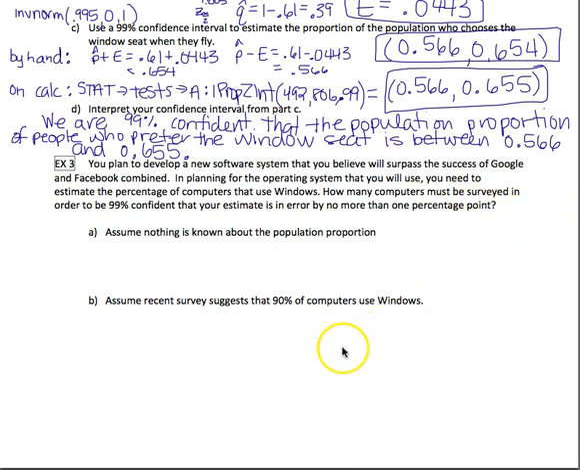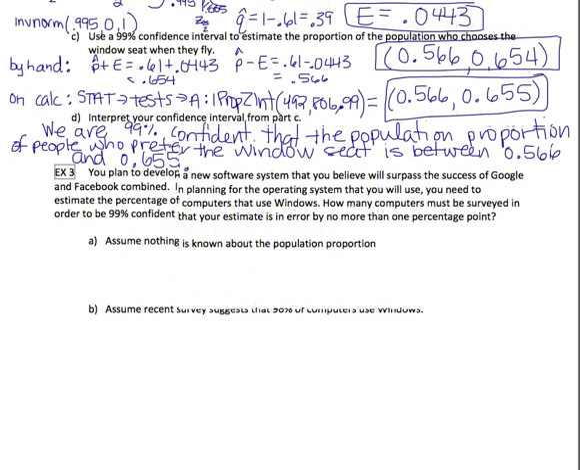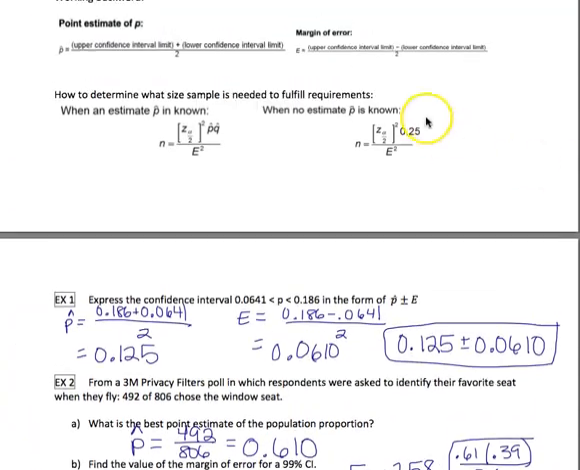So we are going to do this 2 different ways. First way, assuming that nothing is known about the population. So meaning that there's no background studies that have already been done that tell us approximately how many computers are currently using Windows. So here, we're trying to find sample size. So we're looking at these formulas here.